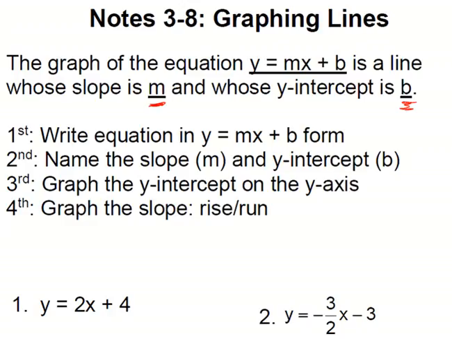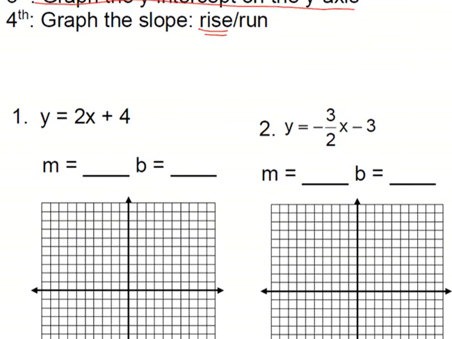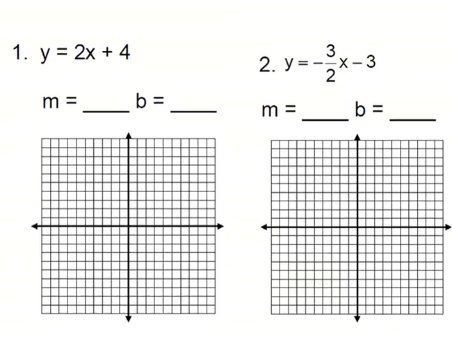So first we have to make sure our equation is always written in the form y equals mx plus b in order to use the equation. We want to then identify our slope and identify our y-intercept. First thing you do is graph the y-intercept on the y-axis, and then we apply our slope, rise over run. Looking at our first example, it says y equals 2x plus 4.